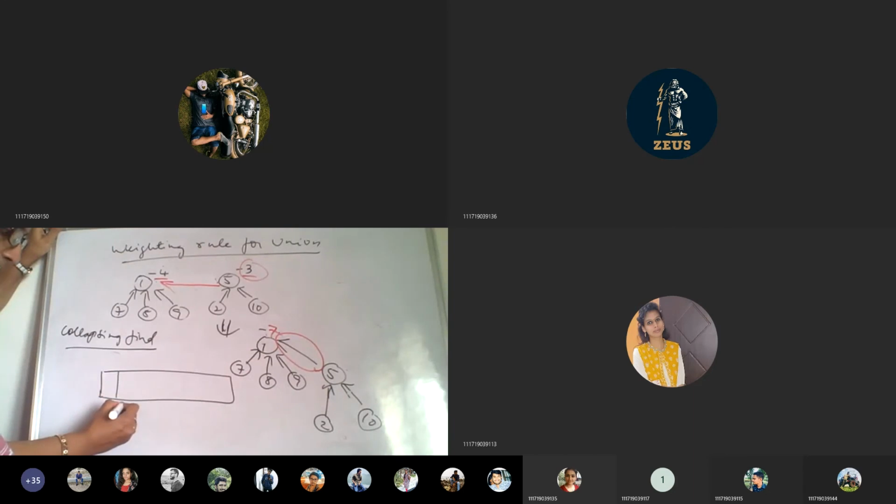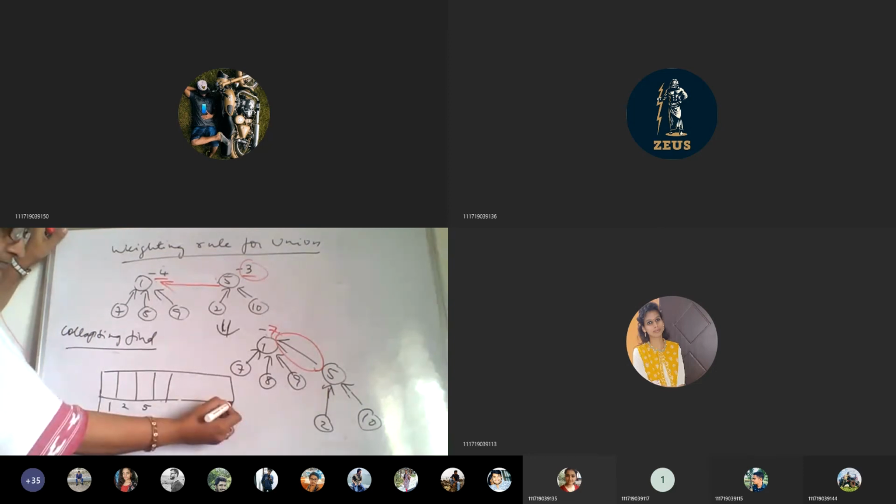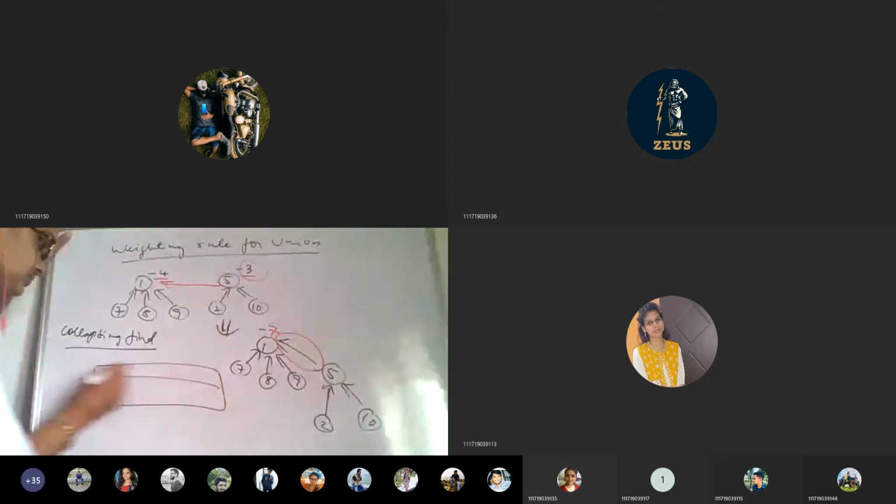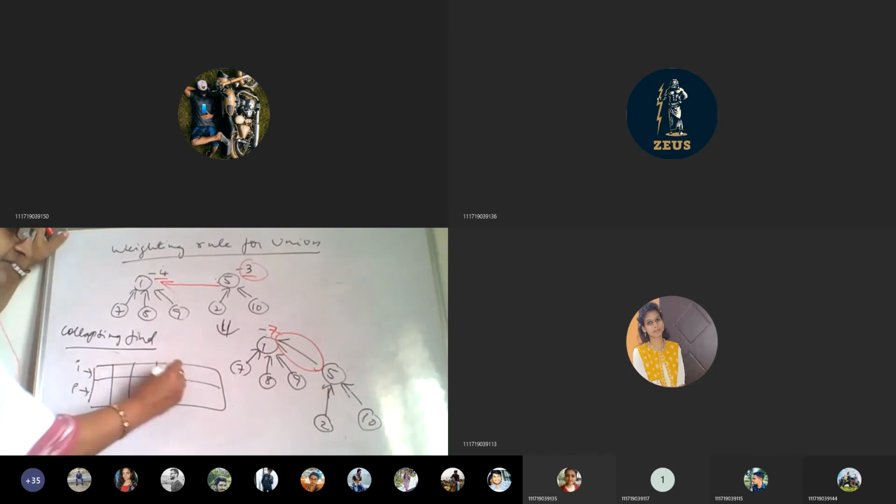I'm just writing the numbers here. 1, 2, 3. How many are there? Is 3 there here? No. 1, yeah, 2 is there. 1, 2, 5 is there, and then I'm just writing the root nodes. Whatever the elements are there, I am writing those elements. Okay, so how were we representing that array representation? These are the elements and P is the pointer. So what are the elements we have here now?